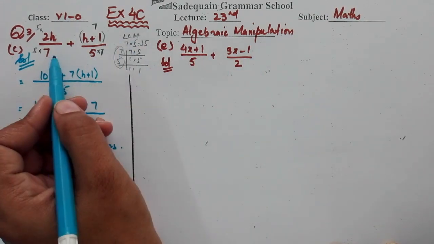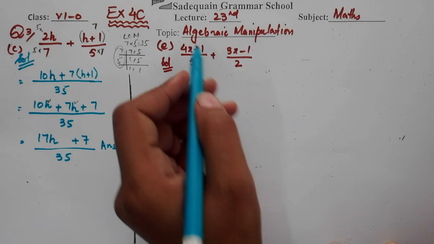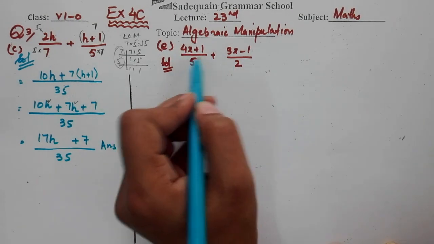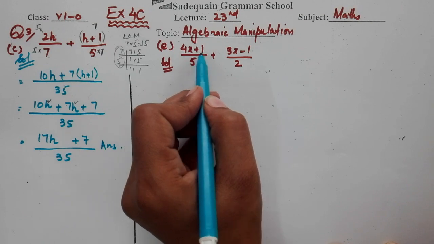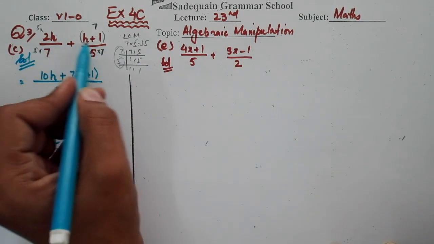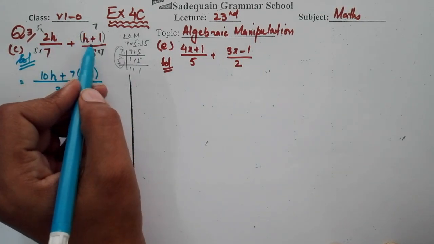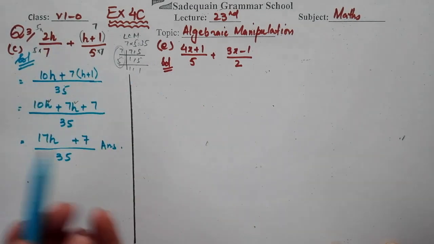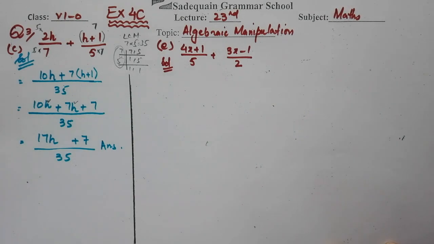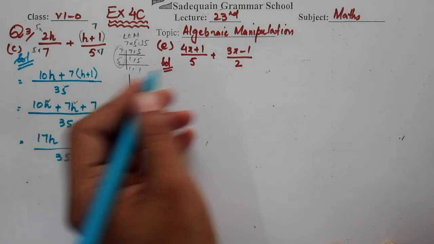Now what is the difference between the previous question and this one? Here in one term the numerator has an expression, that is 4x plus 1, while the other is 3x minus 1. But here we have one numerator with an expression, and the other is a single value, that is 2h. Okay, but it will not make any change. We will do the solution in the same method.